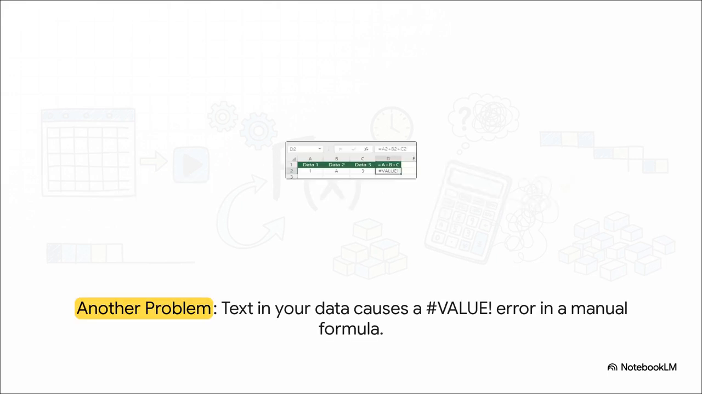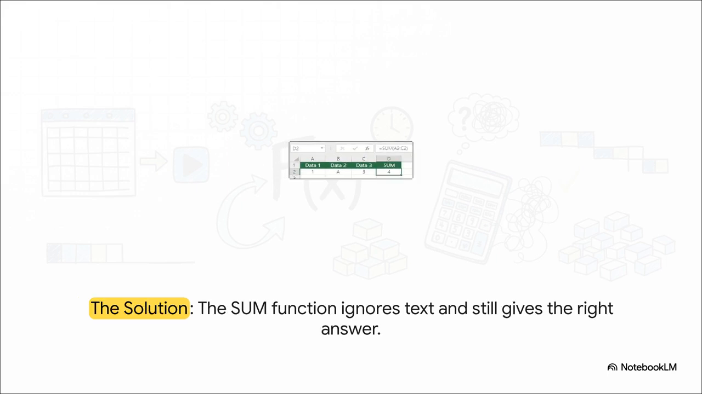All right, here's another super common trap. What happens when you accidentally get some text in a column that's supposed to be all numbers? Someone types the letter A by mistake. Your manual formula, it just crashes. It has no idea how to add a number and a letter, so it throws up its hands and gives you a #VALUE error.